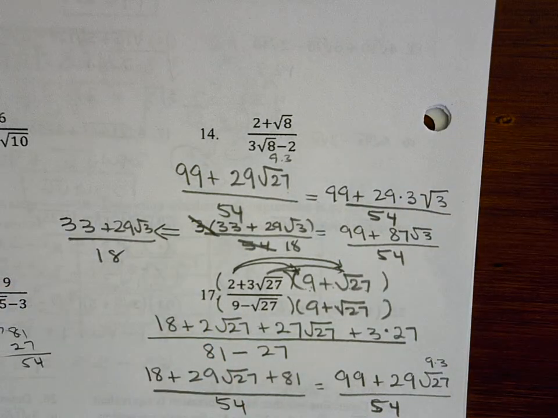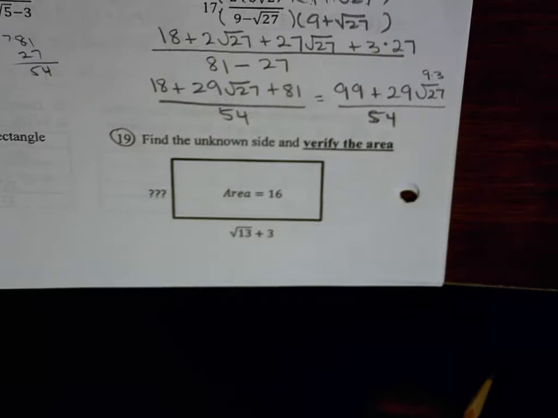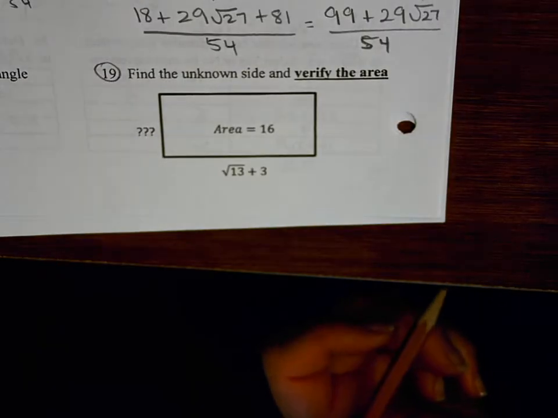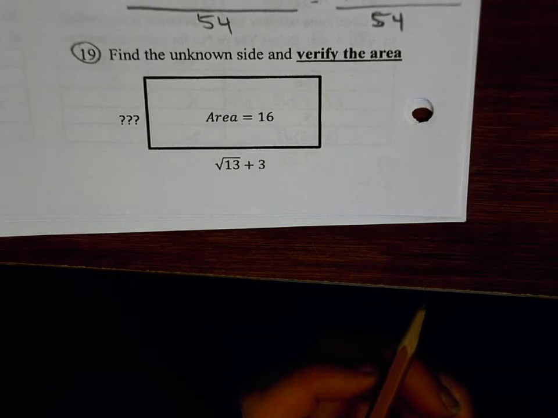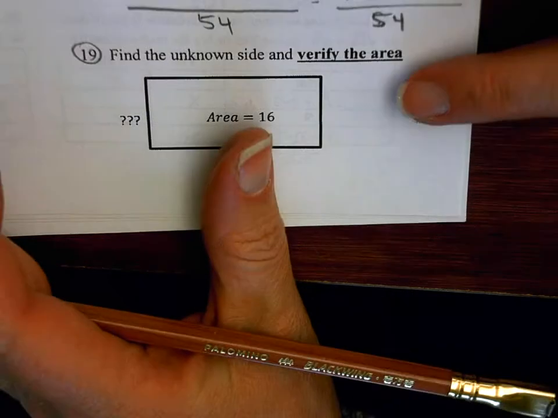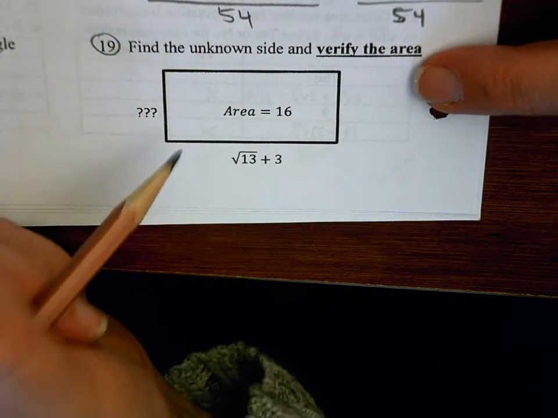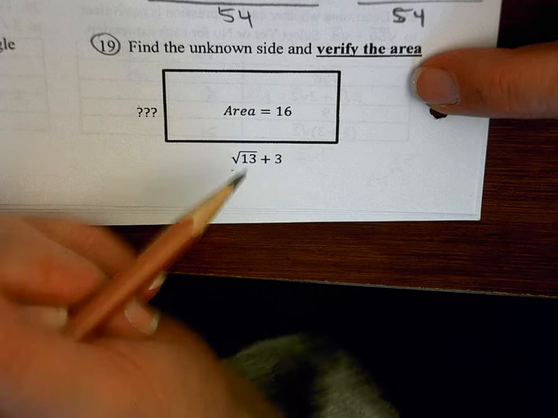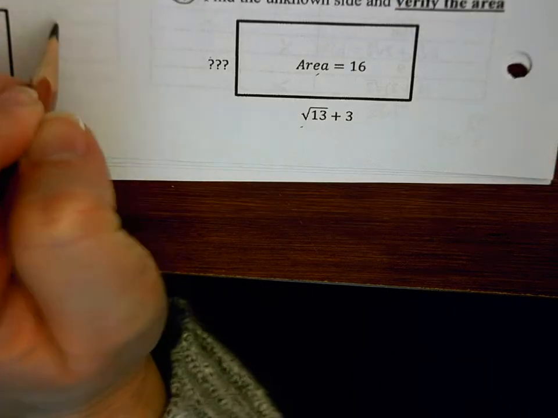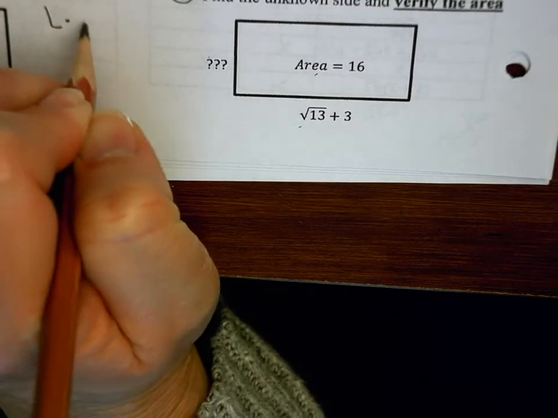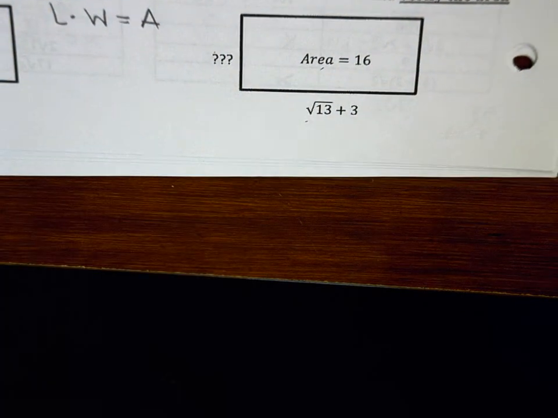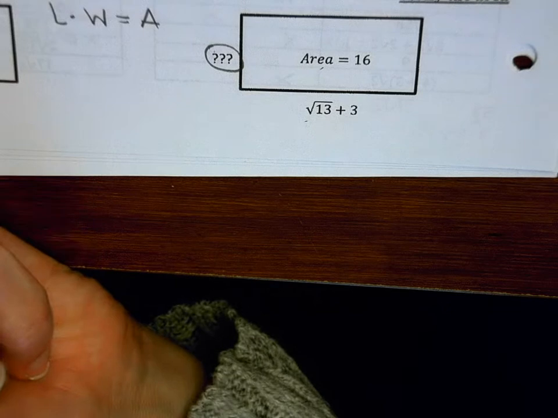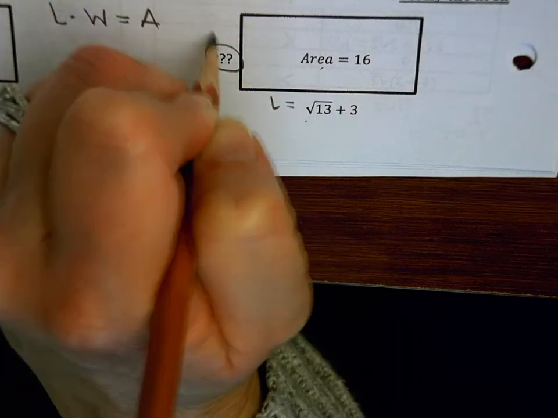Okay. All right, and then let me do one more here. So let's take a look at the last one, 19. So for question number 19, it says find the unknown side and then verify the area. So for this question right here, I know that to find area, length times width equals area. So I know that if I had length times width, that equals area. And so I'm trying to solve for this missing side here, right? So if this is my length and this is my width.